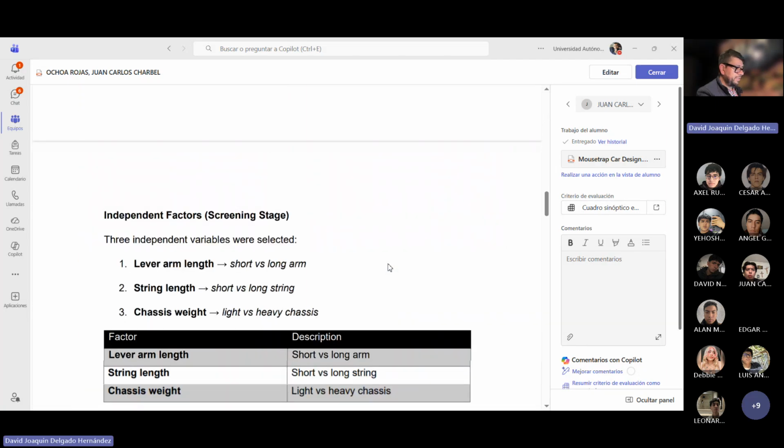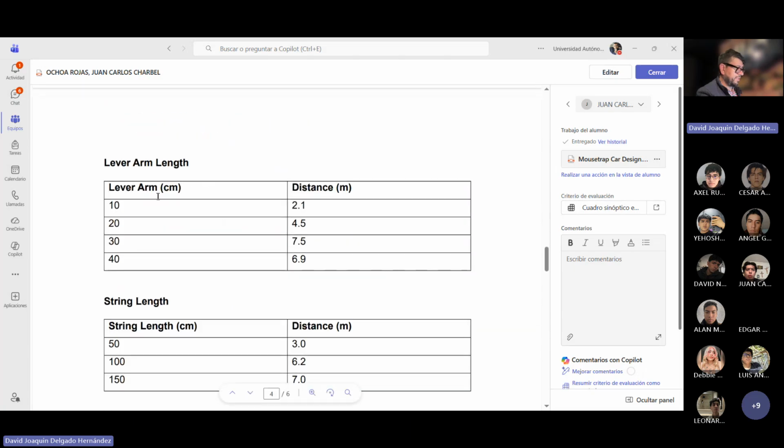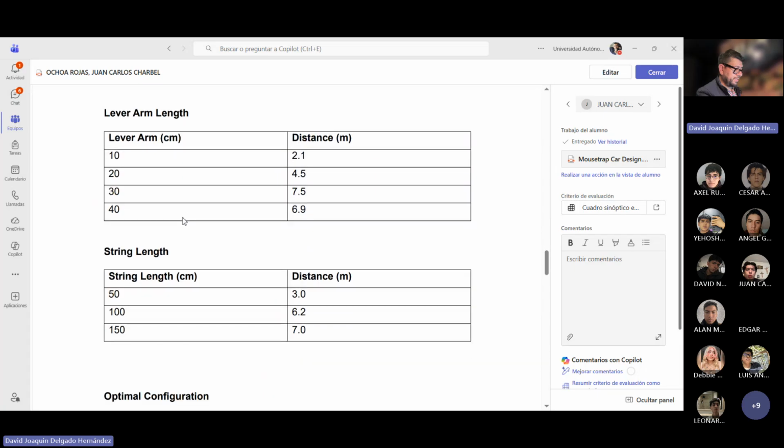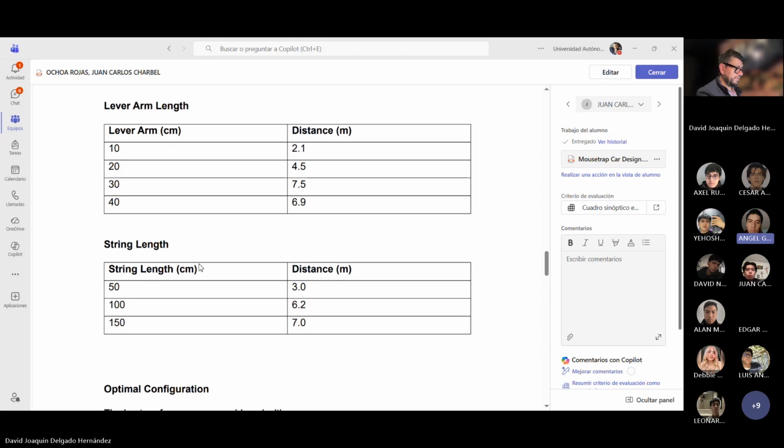Did you make some combinations of the variables, or did you first try with the lever arm and then with the string length? Yes, we tested some different combinations. We changed the length of the lever arm. We also tested the wheels without rubber.